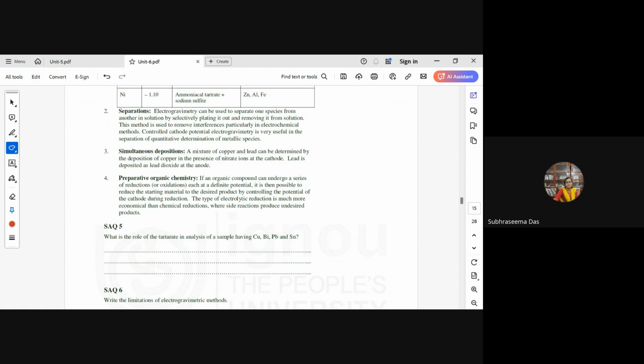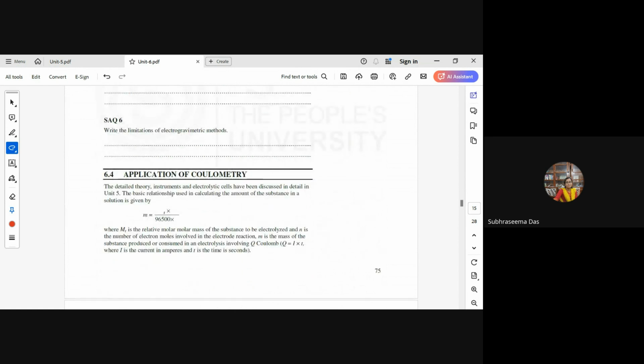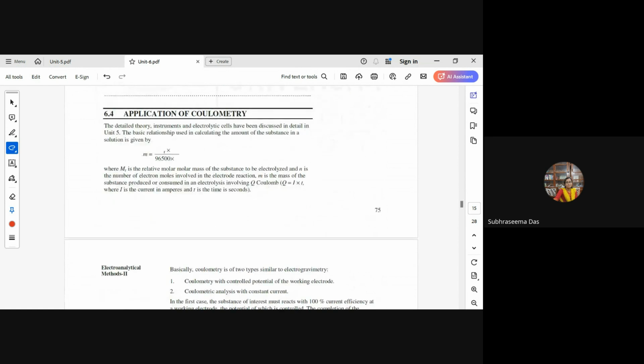Then it is possible that we can know about the starting material, and by subjecting it to different electrolytic reduction reactions, the side reactions can be minimized. It is also economical and highly beneficial, and the purity is also known. So now coming to applications of coulometry.